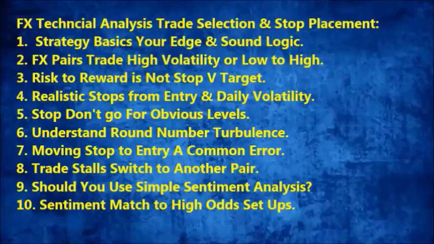Point number 2. FX pairs always trade high volatility trending markets or low to high. I'll come to low to high in a minute. If you take most Forex pairs, they spend probably about 70% of the time trading sideways, choppy action, only 30% of the time really trending strongly, and you want strong trends. That's what all professional traders do. They want high volatility, fast moving price. Now, most beginners make the mistake of only trading a few pairs.